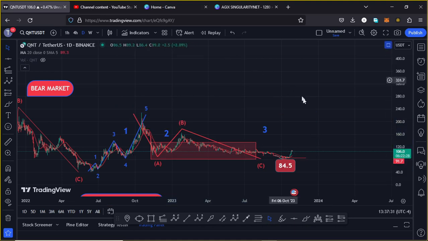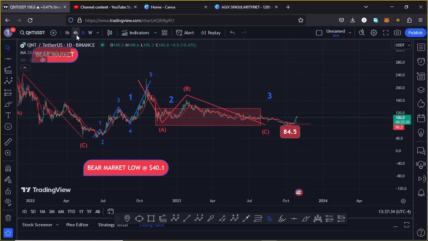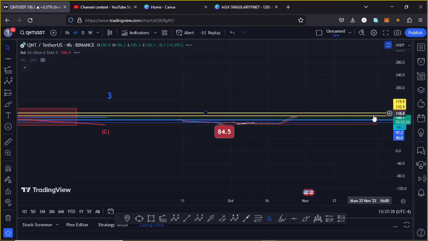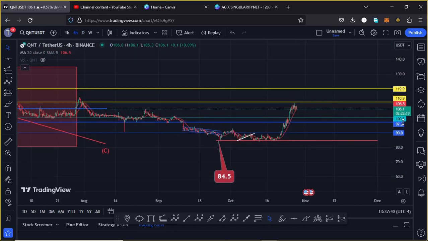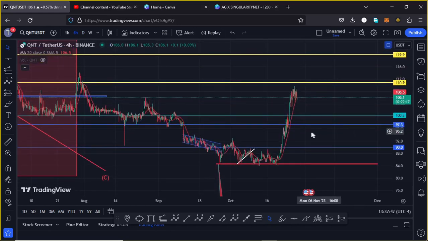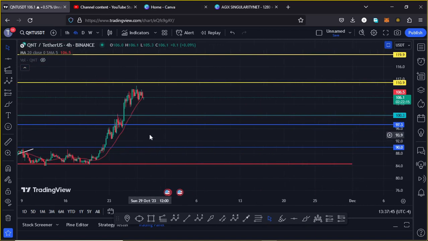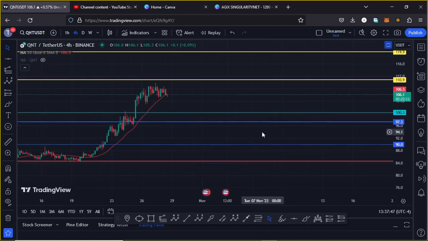So on the short term, I have said that QNT needs to break above the $110.9 mark with a retest for us to continue expecting higher prices and get above the $120 mark. But in case we continue seeing further weakness on the charts, then expect the key area of support at around the $100 mark to continue holding.